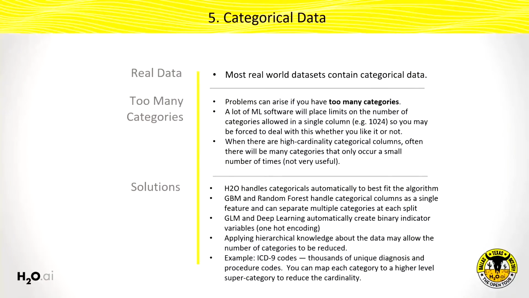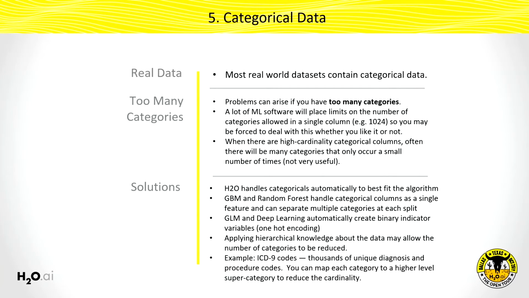H2O handles these quite gracefully. Where we require that, which would be a linear model where we require nice numerics, zeros and ones, which is going to be a GLM and deep learning, we'll do that for you. You don't have to do anything. And for the tree models, they don't require that. So we actually have specific ways of handling all the categoricals that's very efficient.